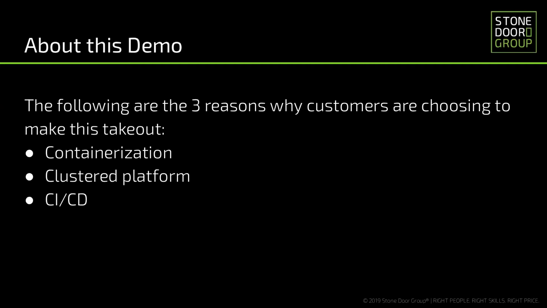The second feature of OpenShift that we're going to highlight here today is the clustered platform. And so with a containerized application, you can just go ahead and spin up your container, using a Docker engine or CRI-O or any of these other containerization daemons.